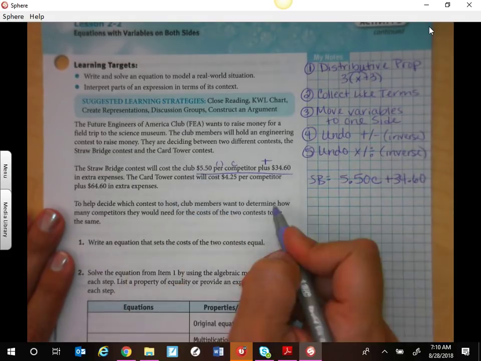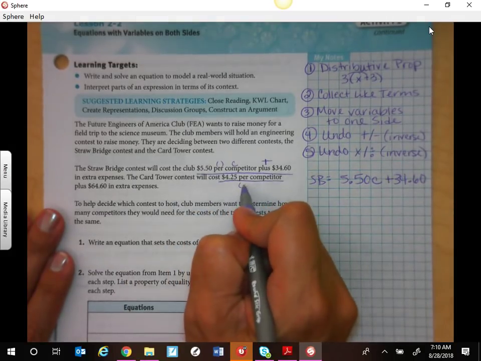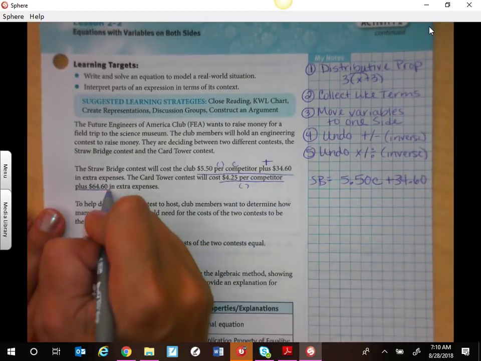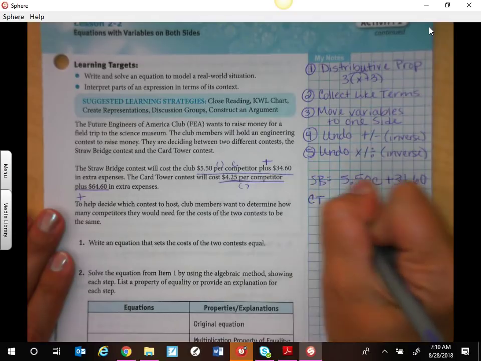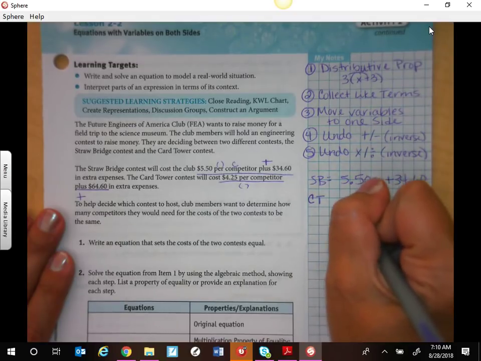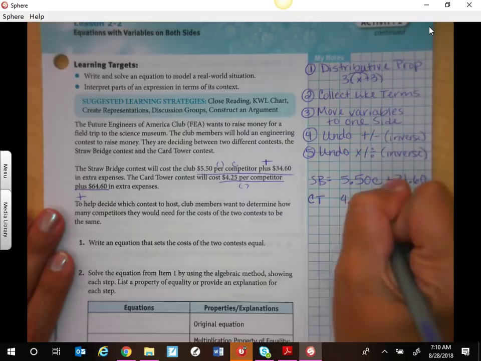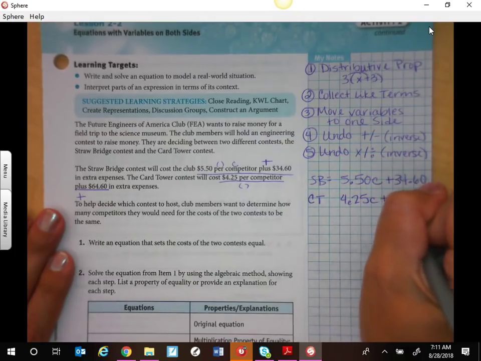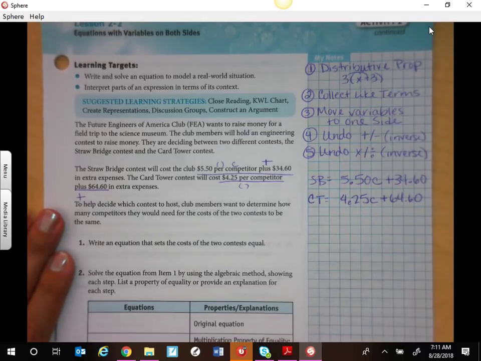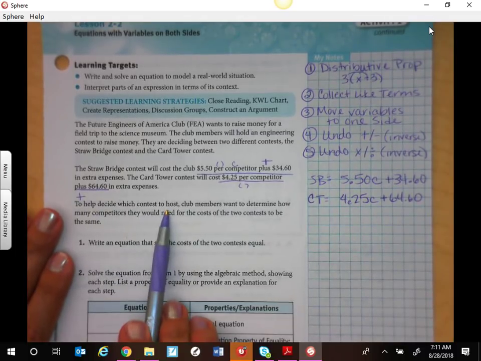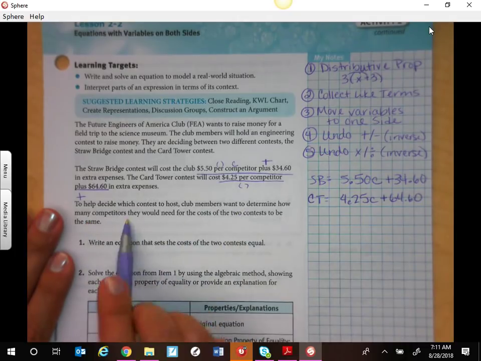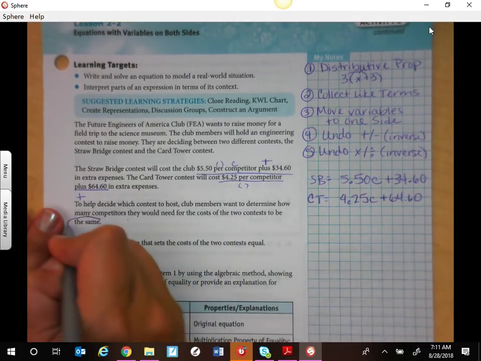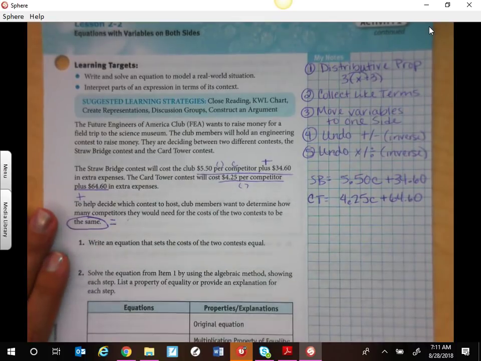Now the card tower one is going to cost $4.25 per competitor plus $64.60. So we can write an expression for that to be 4.25C plus 64.60. So we have our two different expressions. We need to decide which contest to host. So we need to see when the cost for the two contests is the same. Same meaning we need to make them equal to each other.